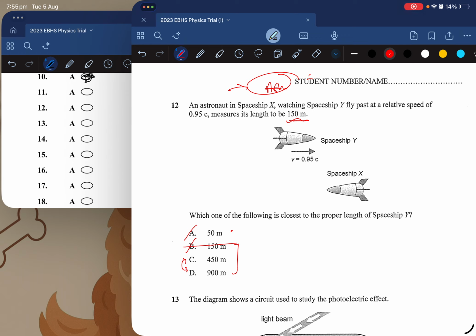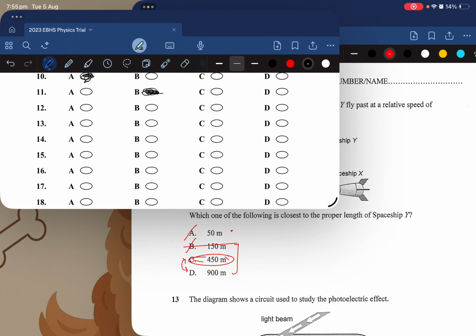Which of the following is closest to the proper length of spaceship Y? Well, if you look at Y, it doesn't look that big. It doesn't look 900 meters big. So I must say C. 12 is 450.